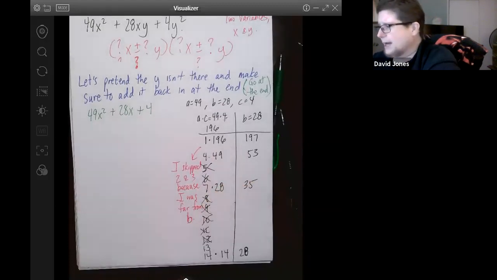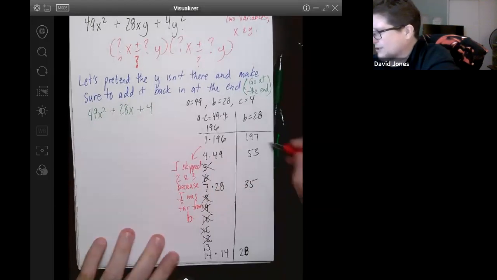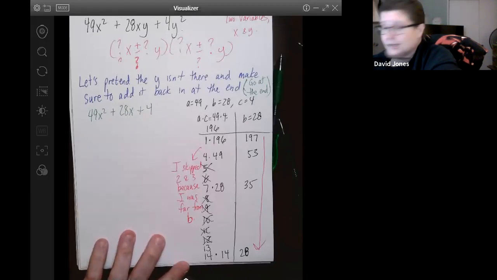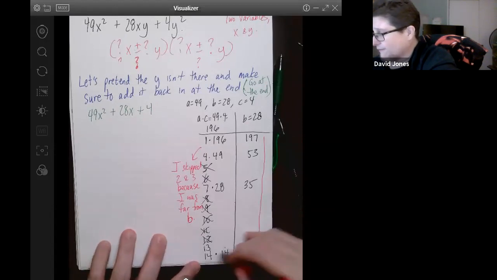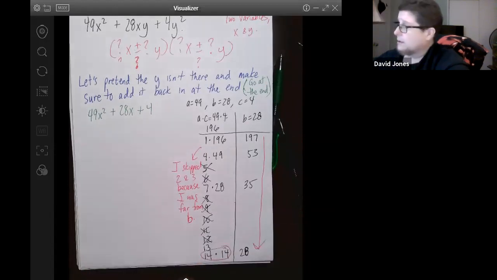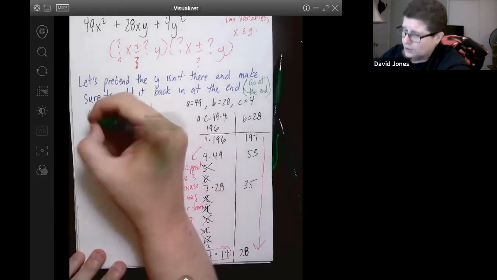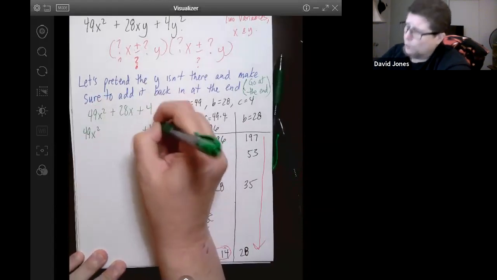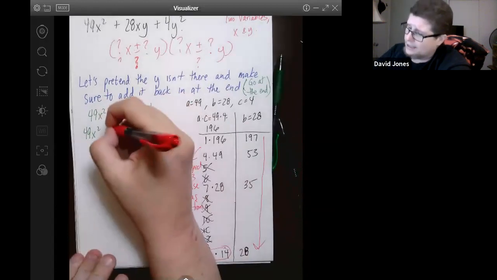So if you skip ahead and you happen to go past it, notice this is still decreasing the whole way. If you skip ahead and you go past it, you've got to go backwards. It's somewhere in the middle. So let's factor this. We've got 14 and 14 as my factoring. So I've got 49x squared plus 4 at the end, and this is 14x and 14x.